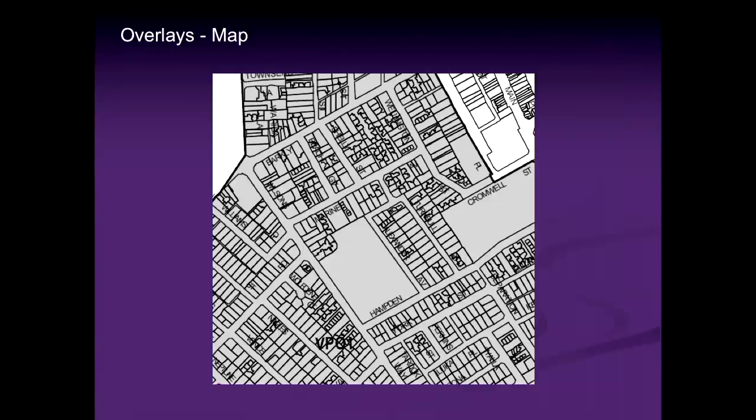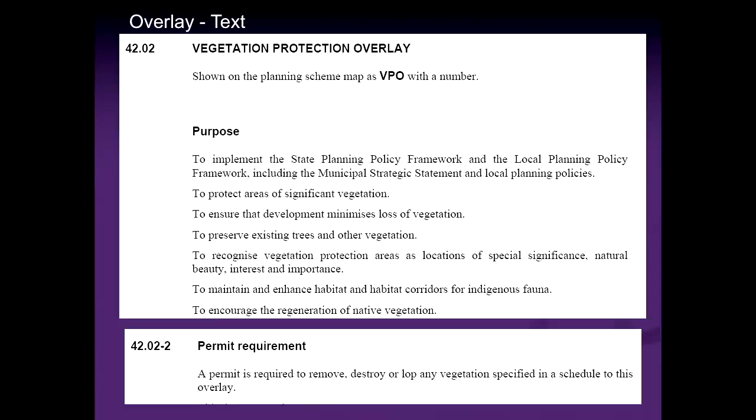So overlays, it's another thing that is a map. This might be a bit hard to read, but it says vegetation protection overlay number 1. So it's saying in these areas, not the ones that are out, but the ones that are in, VPO1 applies. And underneath this is a zone. I'm guessing it's general residential zone, but it could be commercial or whatever. Here it's probably general residential. So this goes over the top and it introduces another type of control, in this case to do with vegetation protection.